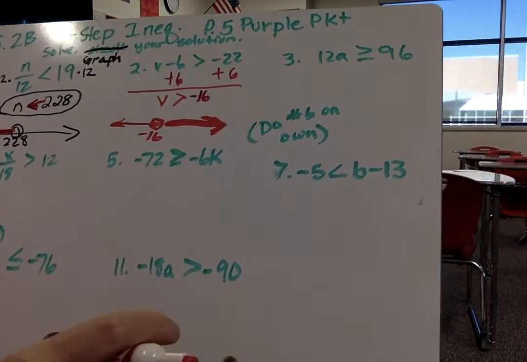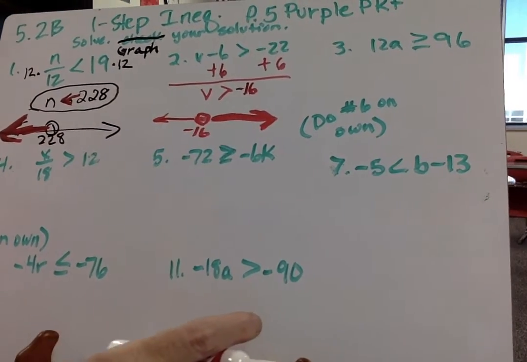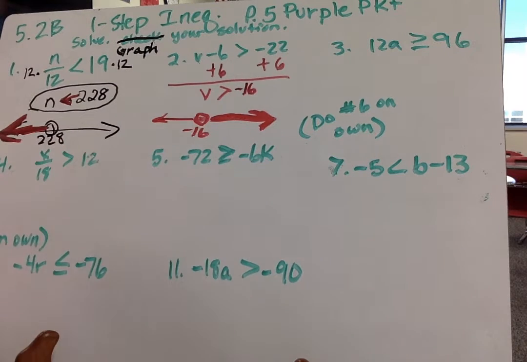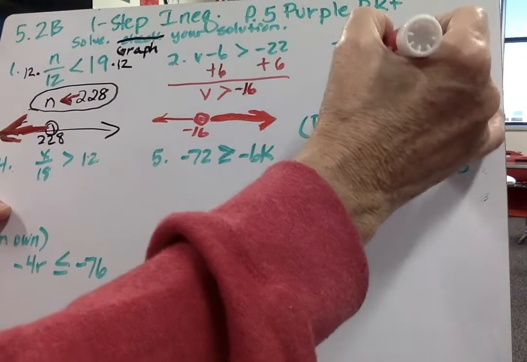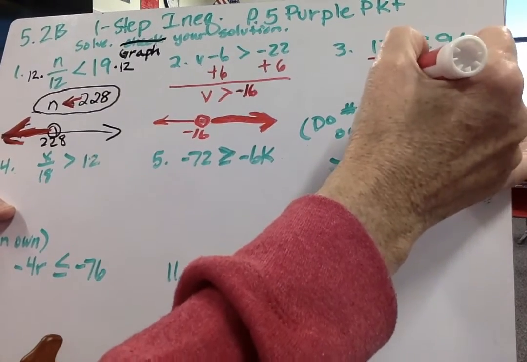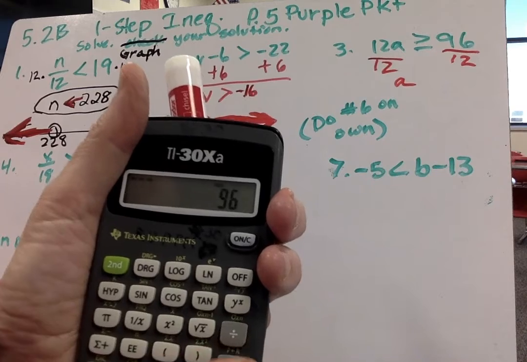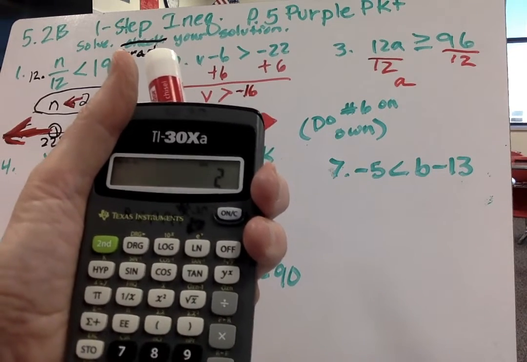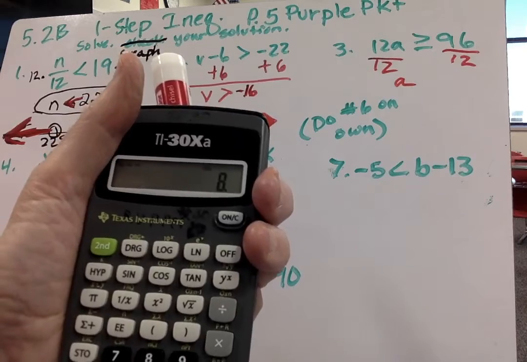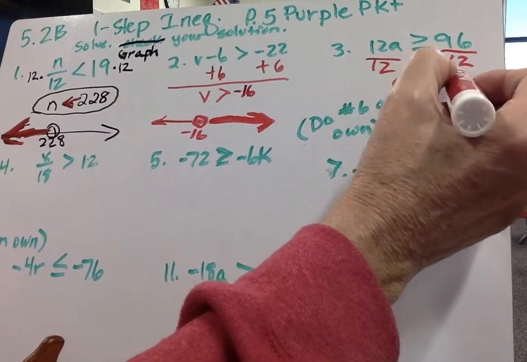Okay, number 3, 12a is greater than 96. Okay, so what operation is happening? When you have a number and a letter right next to each other, that is always multiplication. So the inverse operation of multiplication is division. Take our handy dandy calculator, 96 divided by 12. 8. So a is greater than or equal to 8.